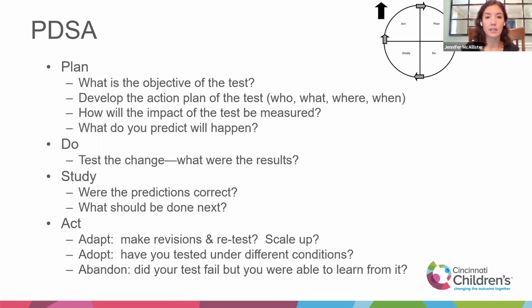And finally, we study our cycle. So were our predictions correct? And what should we do next? Wrapping everything up is the act portion. And so in the act, we have three options. We can adapt our project. So were there small revisions that we need to make and then we retest? Are we able to scale up? So we started small with just one patient or one hospital, and then we moved on to more patients and multiple hospitals. We can adopt our cycle and test it under different conditions to see if we have the same results. And finally, the last option is abandon. So did our test fail, but we were able to learn something from the process?